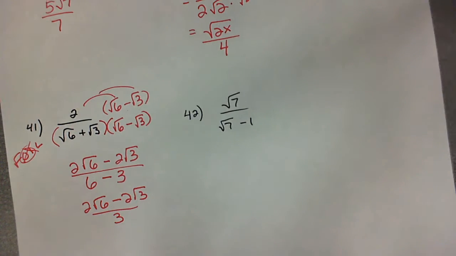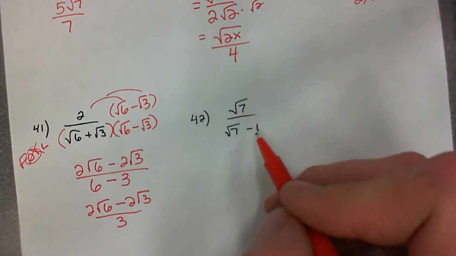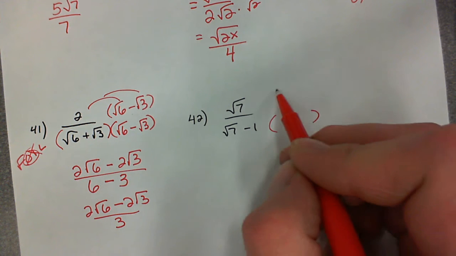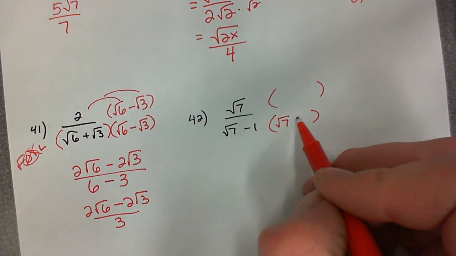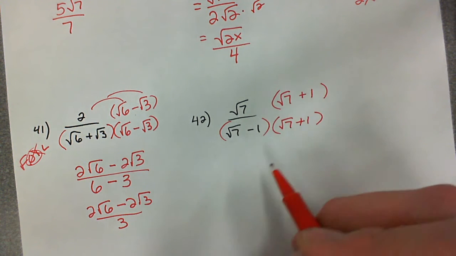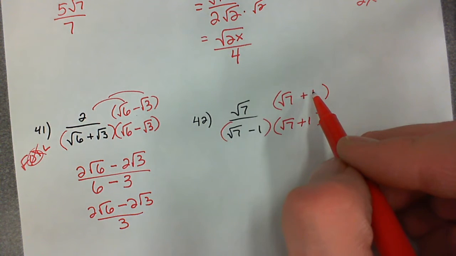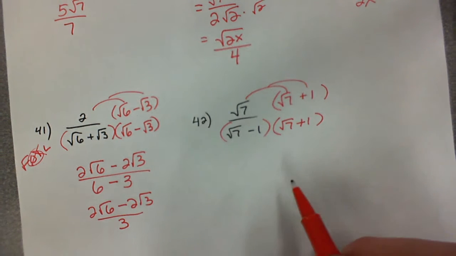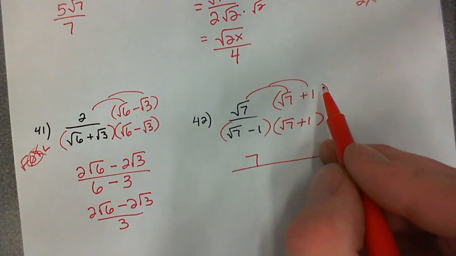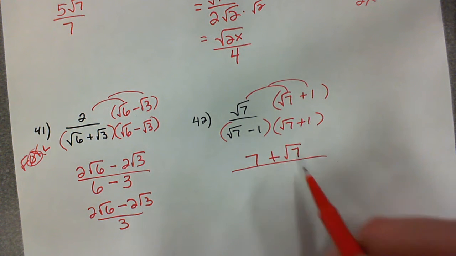Okay. So on 42, if we want to get rid of a square root of 7 plus 1, we'd multiply top and bottom by square root of 7 plus 1. Since we got one term times 2 terms, we need to distribute. So square root of 7 times square root of 7 is just 7. Square root of 7 times 1 is just square root of 7.